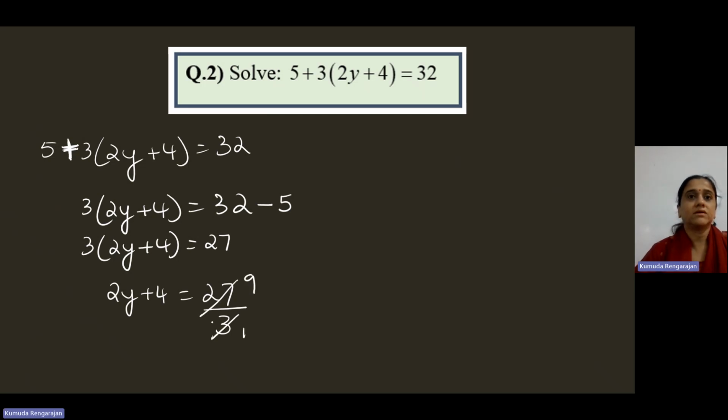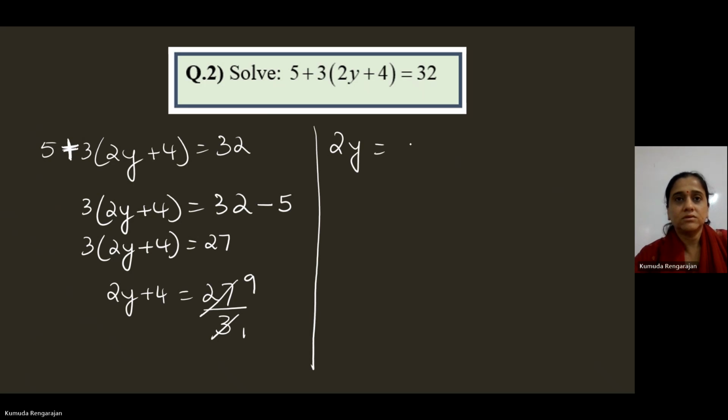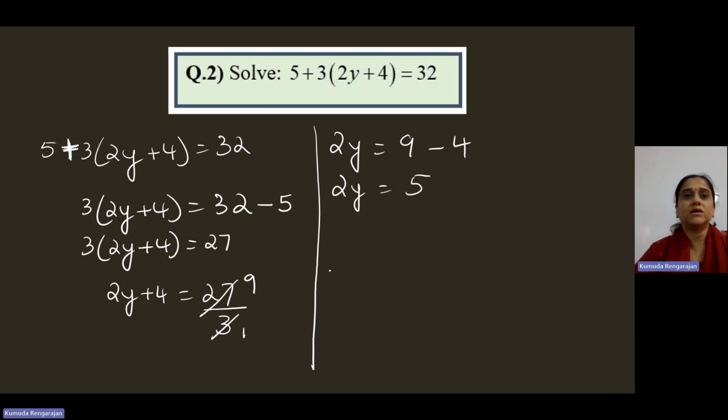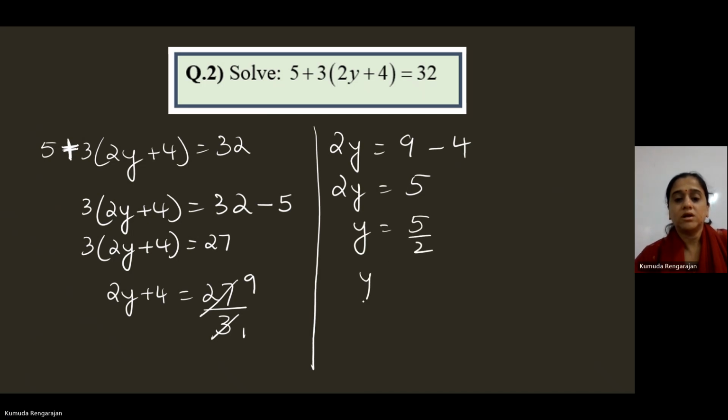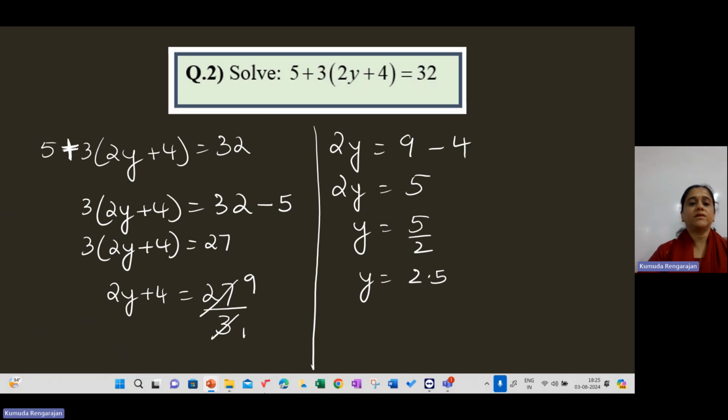9s are 27. Now you have to take this plus 4 to the other side. So write all the others other than plus 4. So 2y is equal to 9. Now this plus 4 on the other side, minus 4. Now 2y is equal to 5. Now bring the 2 to the other side. So y is equal to 5 by 2 or y is equal to 2.5, whatever. Right? Write down. We'll do it again.